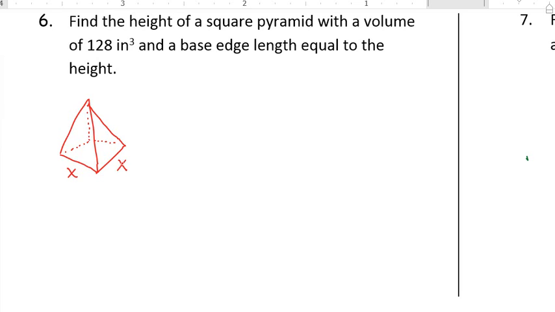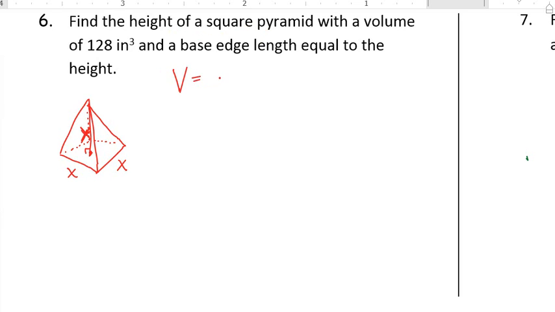And this side is also x because it's a square, so the side should be the same. Now the height is equal to the base edge. So if I draw the height in here, remember the height is always perpendicular to the base, the height is also the same as the base. So this also measures x. And I know it's kind of hard to see, but here's the height, if you can picture that in your pyramid.